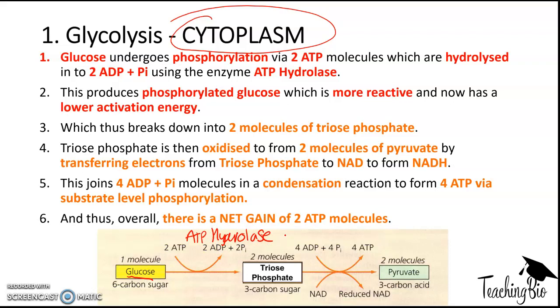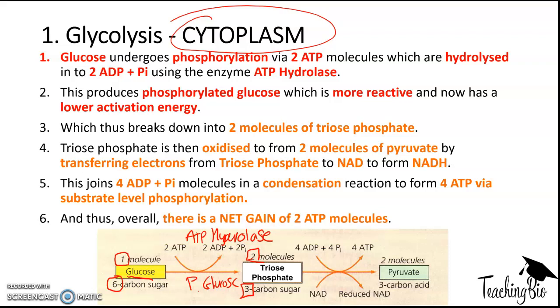This will then produce some phosphorylated glucose, which I'm just going to put down as P-glucose. The phosphorylated glucose is more reactive and has a lower activation energy due to the presence of phosphate. This then breaks down into 2 molecules of triose phosphate. So we've got 1 molecule of the 6-carbon glucose and 2 molecules of the 3-carbon triose phosphate, which makes sense if you think about maths. 6 times 1 is 6, 2 times 3 is 6.